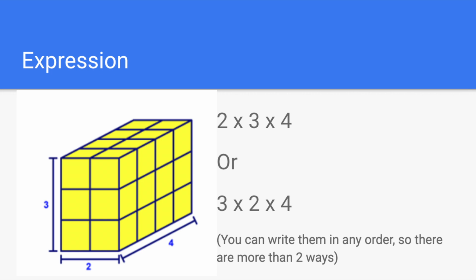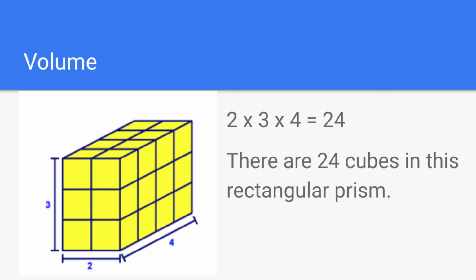If I wanted to know how many cubes are in the entire object, I can just multiply 2 times 3 times 4. There are 24 cubes total in this rectangular prism.